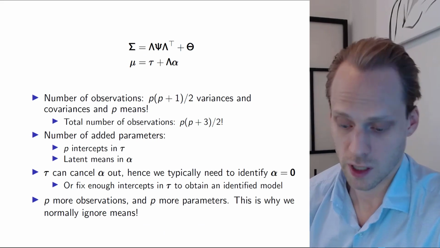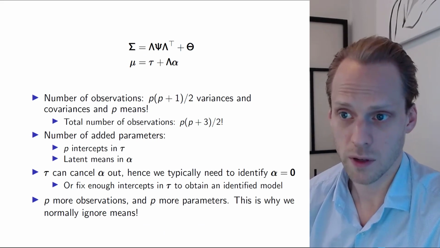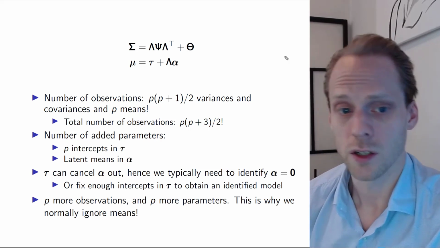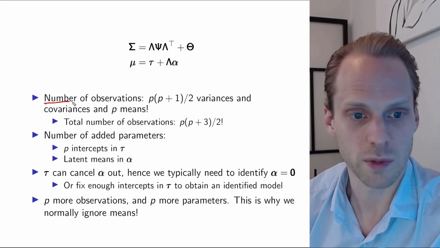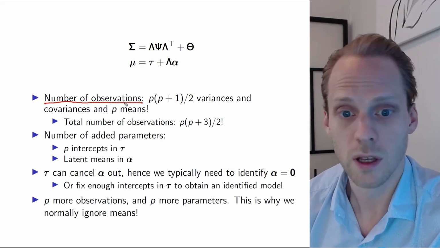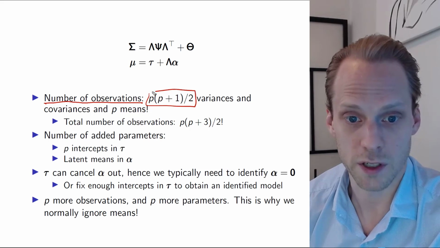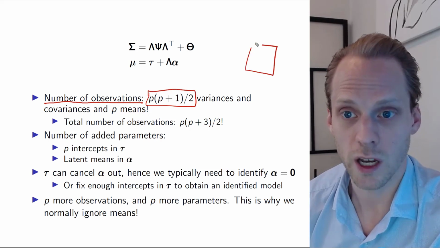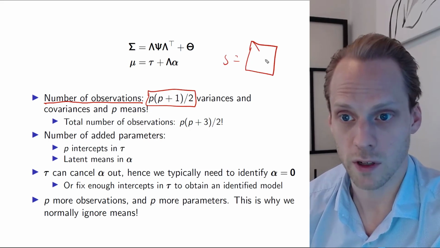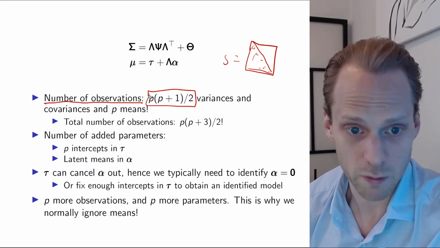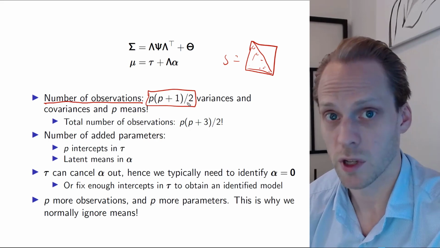Okay, so we have an extra added parameter vector, and we are now also modeling the means. That means our number of observations is a bit larger now. We had p times p plus 1 divided by 2 variances and covariances. Those were the unique entries in this S matrix. We have a lower diagonal here, and the number of elements, 1, 2, 3, 4, 5, 6, 7, etc., results in p times p plus 1 divided by 2.